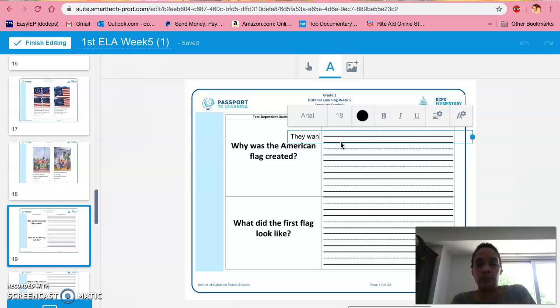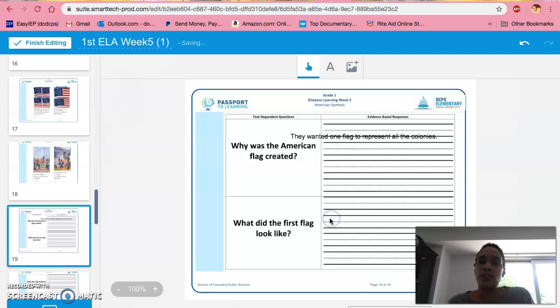They wanted one flag to represent all the colonies. Because remember, each colony had its own flag, so that was 13 flags. And they decided, hey, we have become one now, we're united, let's just have one flag that represents all of us. Okay, our next question.